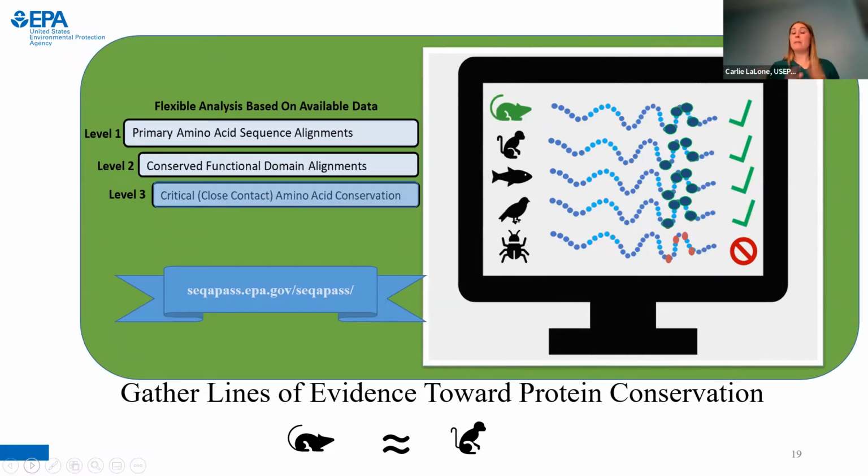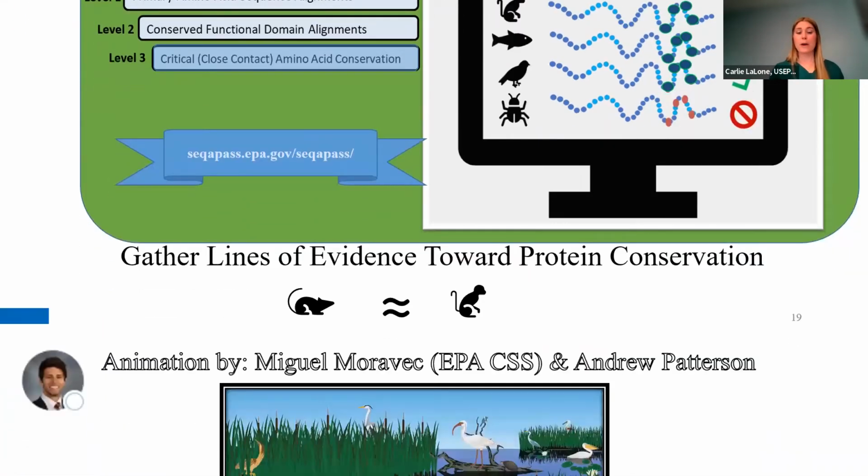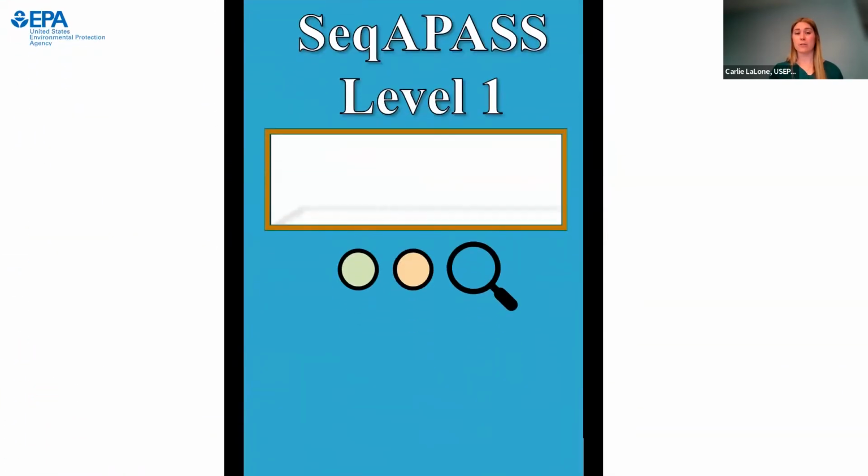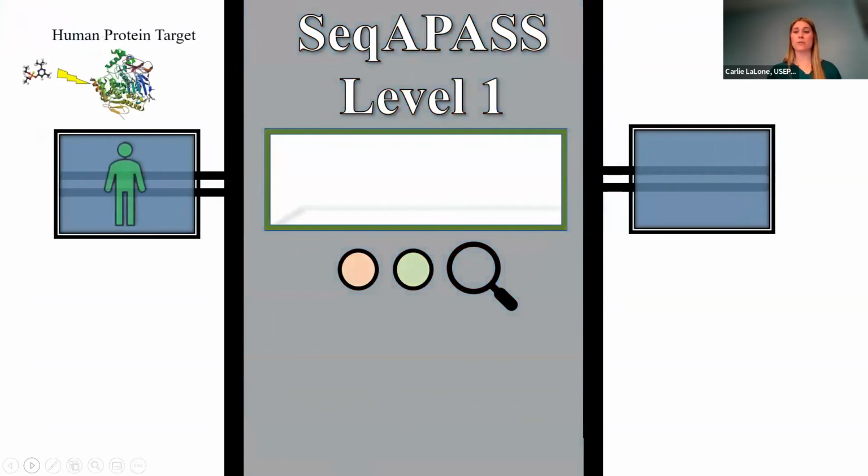But basically, based on how much knowledge we have, we can gather these different lines of evidence towards conservation to make a prediction of susceptibility or understand conservation across the diversity of species. So to break that down, like I mentioned, Miguel was a contractor that worked for us that developed this nifty visualization that describes SeqAPAS. And like I mentioned, we take advantage of NCBI tools and databases to generate the SeqAPAS tool. So again, it's about being transparent and bringing together the information to make these processes streamlined.